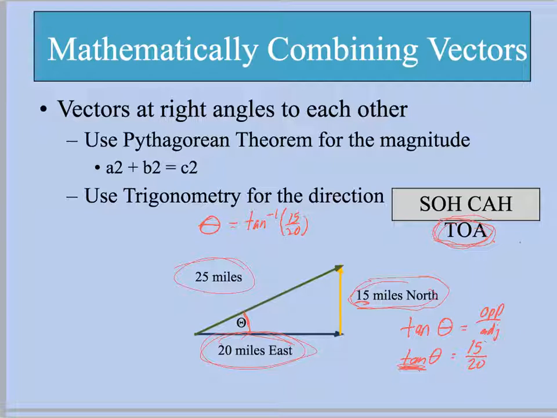You could type that directly into your calculator, and you got to make sure that when you do it, you use the inverse function of the tangent, not just tangent. And we end up with 36.86. I usually do my degrees to the tenths, so 36.9 degrees. And then we know that this is east and that's north, so this angle is 36.9 degrees north of east.